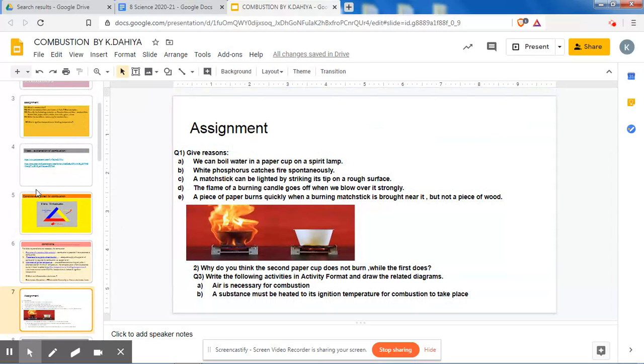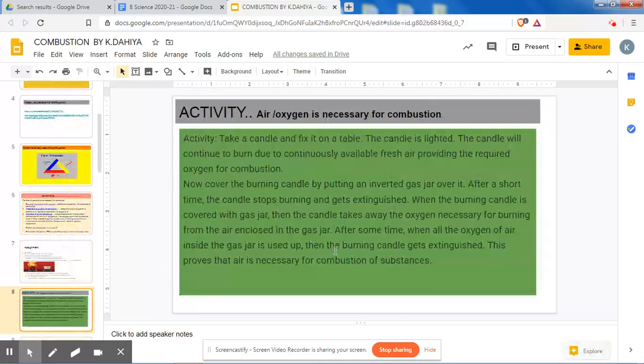Now, based on the above two points, that is the conditions and the fire triangle, we have an assignment for you. First is give reasons: why can we boil water in a paper cup, why does white phosphorus catch fire spontaneously, and why can a matchstick be ignited by striking it on the surface, because all of these are based on the conditions required for combustion. Now we will perform an activity to show that air is necessary for combustion.